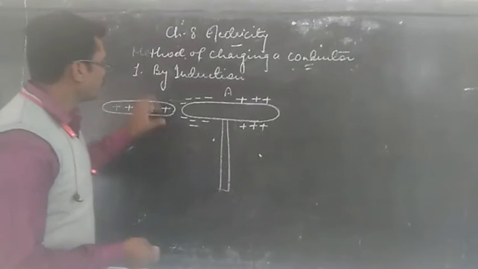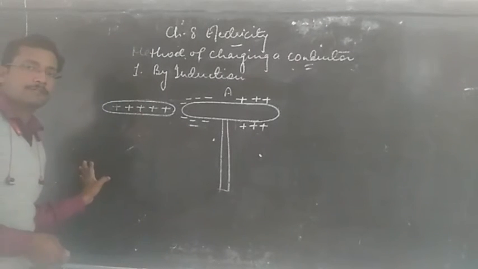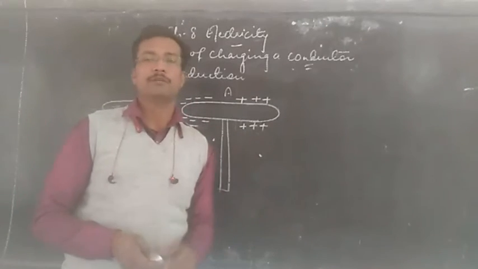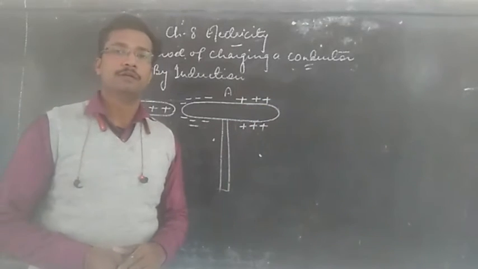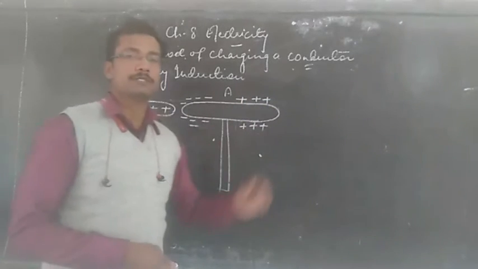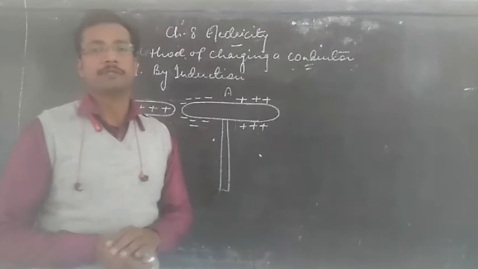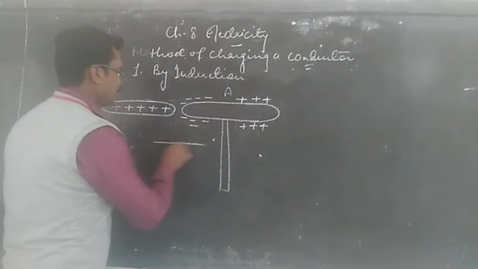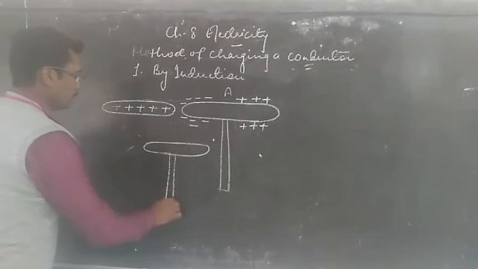Now let us suppose we want to remove this. When you remove this positively charged glass rod, we find the conductor once again gets neutralized, because the free electrons will be distributed and will completely neutralize the positive charge, and hence no charge is left with the conductor. So the conductor this time will have lost all the charges and it will get neutralized.